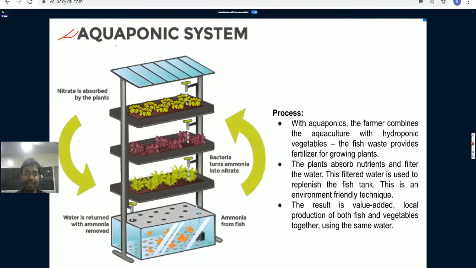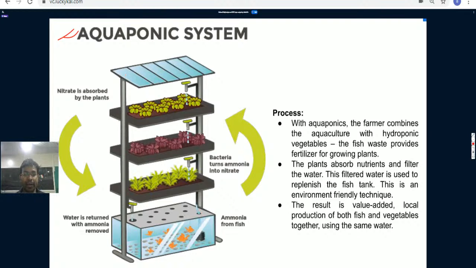Now let us understand about the aquaponic system in detail. So here you can see we have understood about aquaculture, we have understood about hydroponics. Now we will understand about the aquaponic system, which is a combined practice of doing aquaculture and hydroponics. Here you can see an infographic.